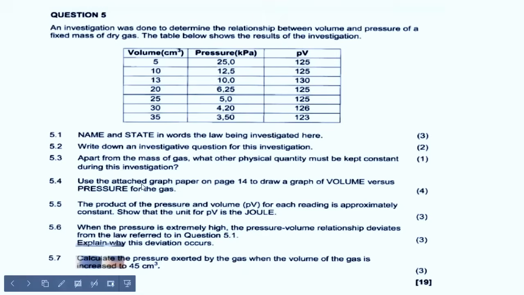Then 5.4 says, use the attached graph paper on page 14 to draw a graph of volume versus pressure for the gas. But unfortunately, we do not have page 14. So let's just use our whiteboard here to draw. Down here, we have our independent variable, which is pressure, measured in kilopascals. Then on the y-axis, we have our dependent variable, which is volume, measured in centimeter cube.